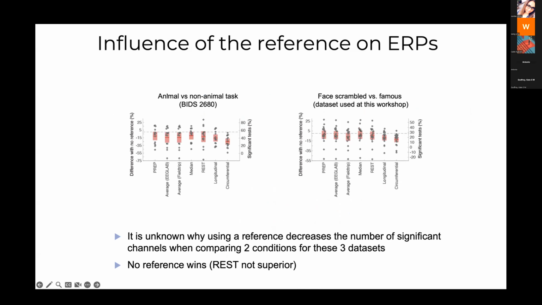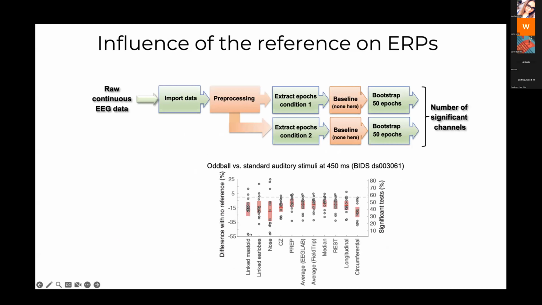This is for two other data sets. In this one is the animal versus non-animal task. It's a different original reference, and this is face versus famous scrambled face versus famous face. And again, we see that no reference really beat them all. We have fewer references here because in this experiment, we really tried to find the best reference.